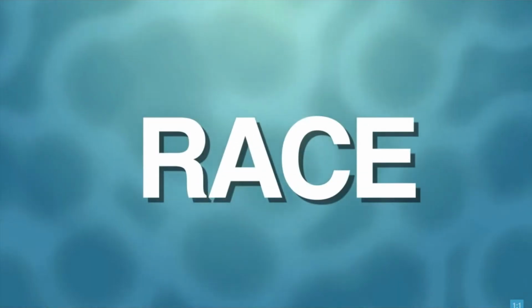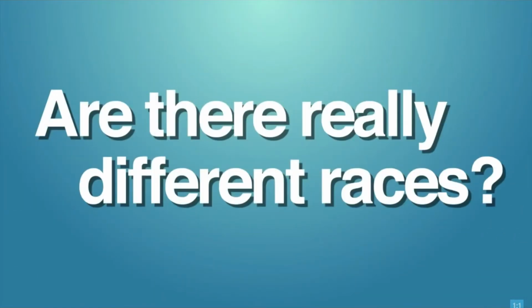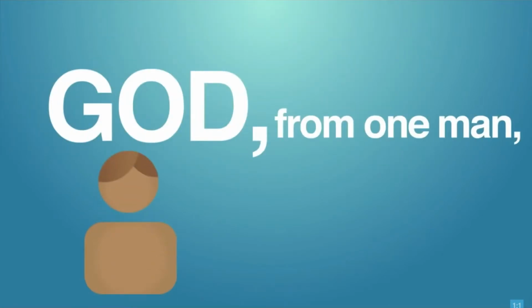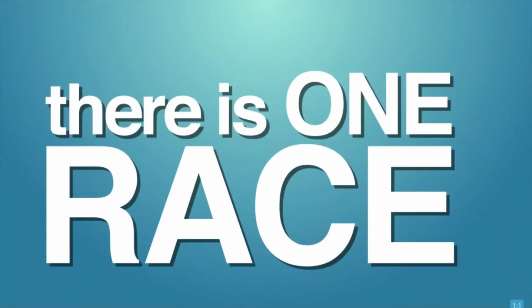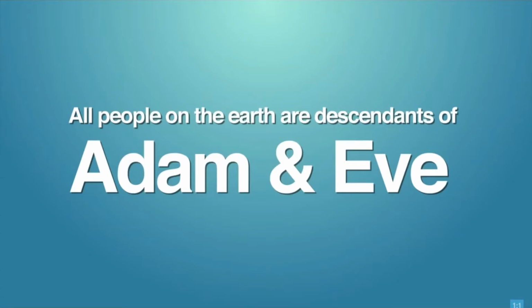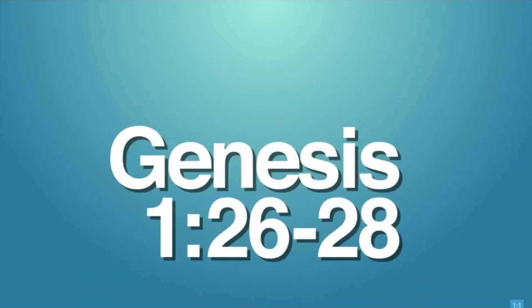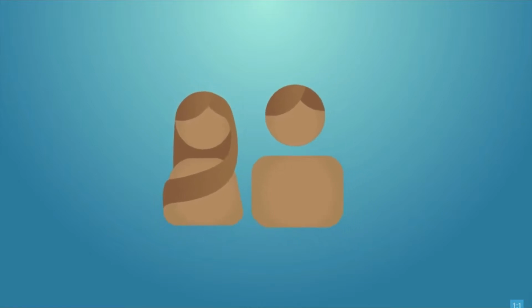Of course, the word race is also a term we use to distinguish between groups with different physical traits, namely skin color. But are there really different races? Take a gander at Acts 17:26, where it is written that God, from one man, made every nation of men. It's clear then that the Bible teaches that there is one race, the human race. The Bible is also clear that all people on the earth are descendants of Adam and Eve who were created by God. Check Genesis 1:26 through 28. Easy enough. God created two people in his image, male and female, and told them to increase in number. So, Adam and Eve are mom and dad of the human race.